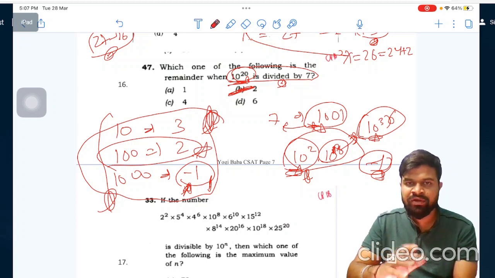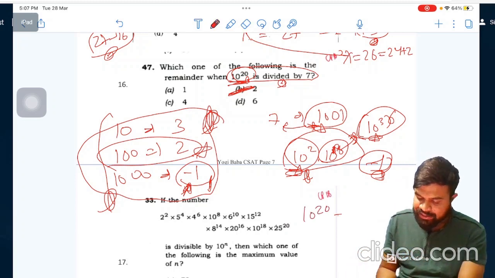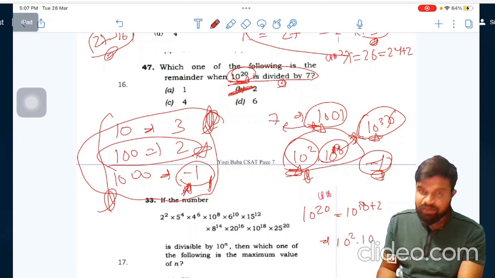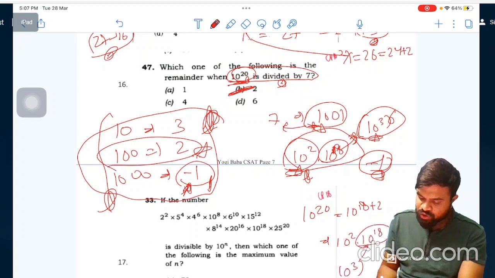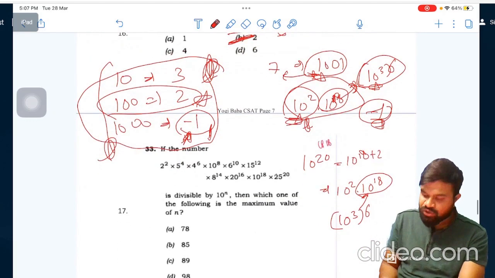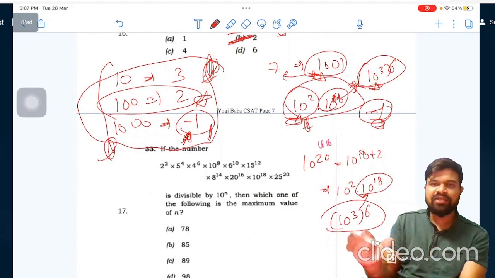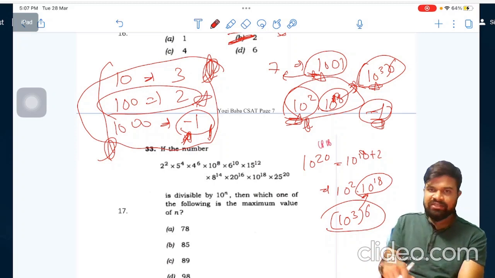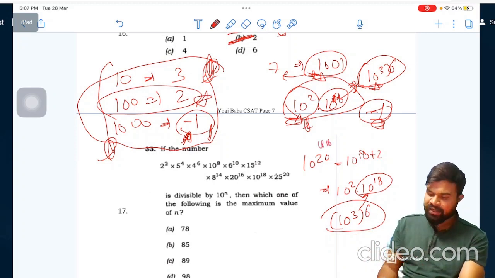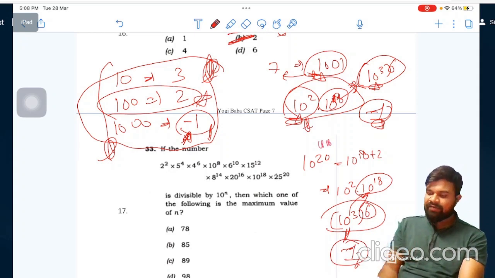This is how the law of exponents works. You can write 10 to the power 20 as 18 plus 2, that is 10 square times 10 to the power 18. Now this 10 to the power 18 can be written as 10 cube to the power of 6. This is how you break this thing, just to cancel it out. There is no other purpose. This is a calculation we usually do in our brain. For this whole thing, the remainder is 1 because the power is even. If the power had been odd, the remainder would be minus 1.